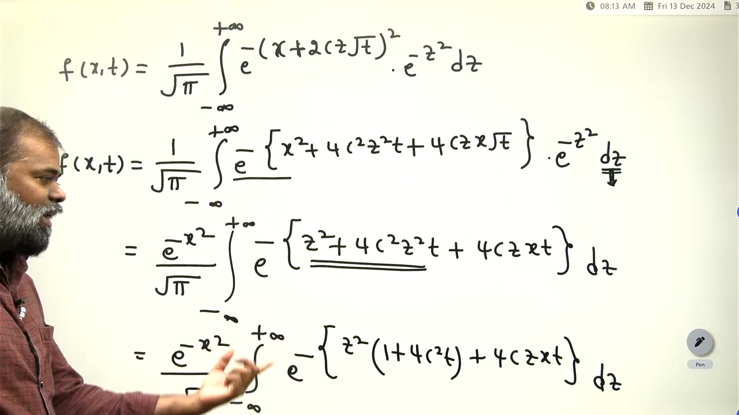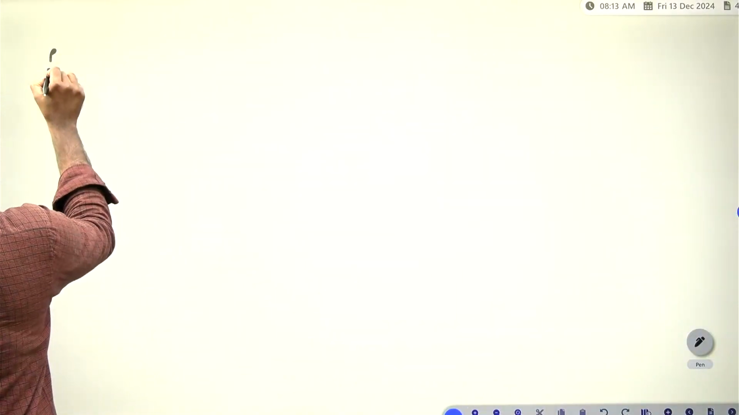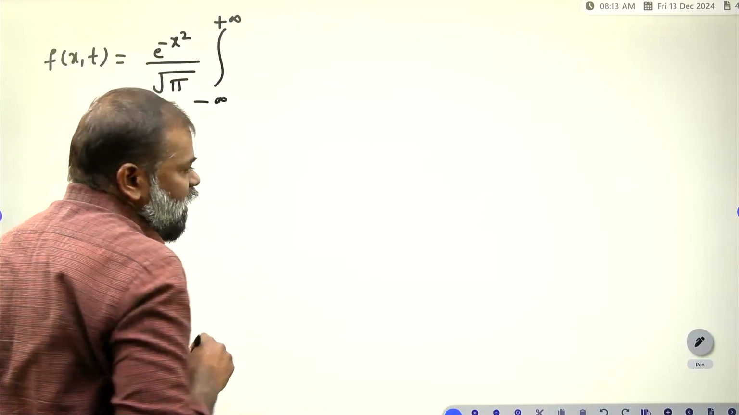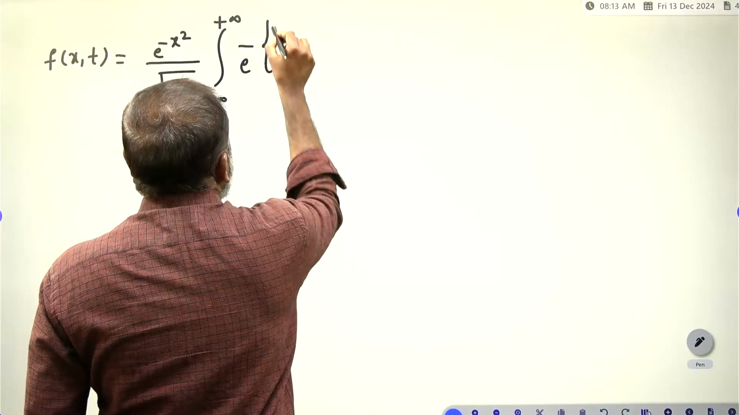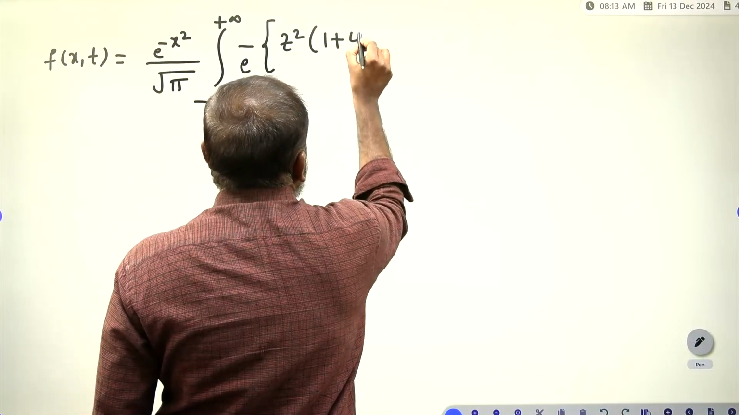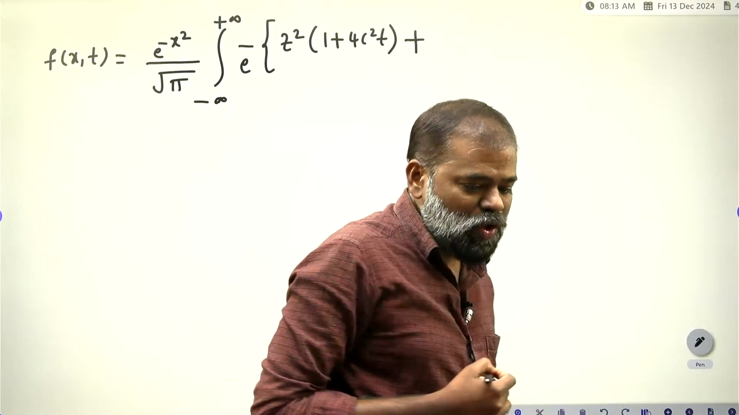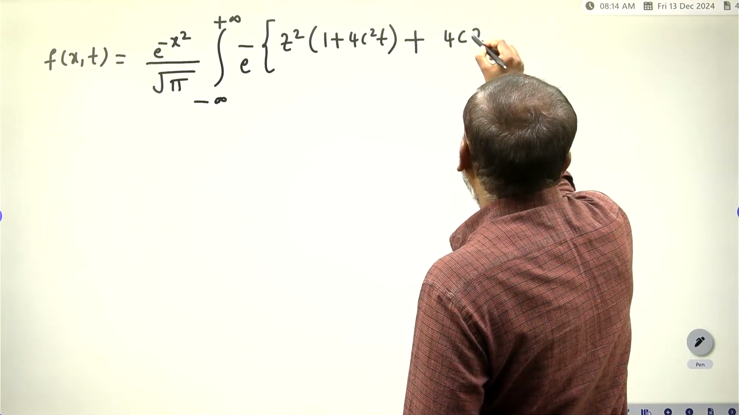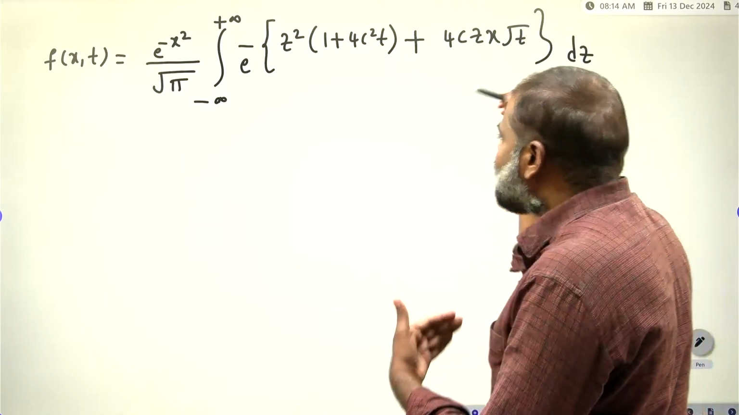I have to rearrange this one. Clear? Once again I have to rearrange. How do we have to rearrange this one? Once you see, f of x comma t is equal to, what is our left hand side? f of x comma t is equal to e to the power of minus x square divided by root 5, integral minus infinity to plus infinity, correct? e to the power of minus x square by root 5, minus infinity to plus infinity, e to the power of minus, which one are we writing here? z square into 1 plus 4c square into t plus, so this one I am rearranging the term. How am I rearranging the term? Once you see, I am rearranging the term 1 plus 4c square. So as it is easy, first term I am writing 4cz, 4czx into root t, correct? This is into dz.